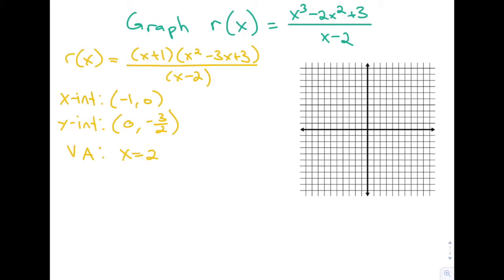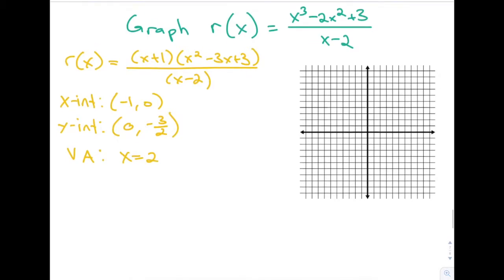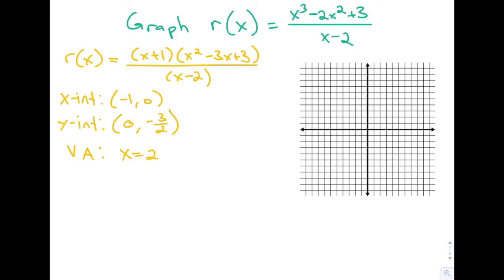For the behavior near the vertical asymptote, let's look at as x approaches 2 from the negative side and as x approaches 2 from the positive side. You can do these test values, but as we approach 2 from the negative side, from the left-hand side, our y value will go to -infinity. And then as we approach 2 from the positive side, our y value will go to positive infinity. Okay, so now for the horizontal asymptote.